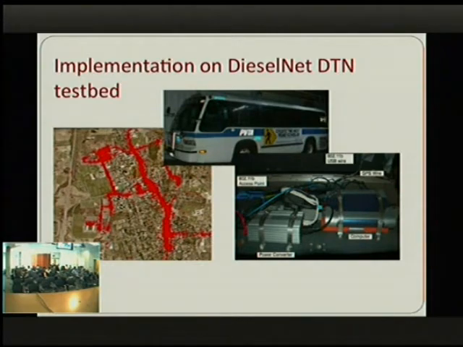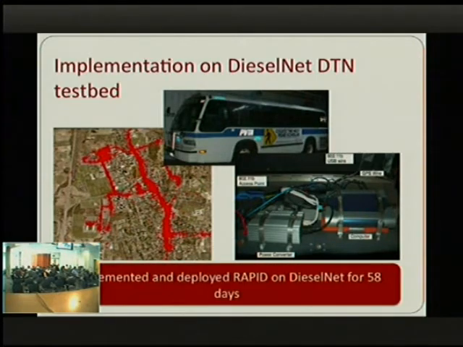On the left, you see a snapshot of the areas that the buses cover, and the red spots are places where they were able to exchange information. So we deployed RAPID in this testbed for 58 days. This is actually one of the first DTN routing protocols to be deployed on a real testbed at this scale. During this deployment, we also collected traces of bus meetings, like the time the bus meeting occurred and how much data they were able to transfer. And we used these traces to then run trace-driven simulations.